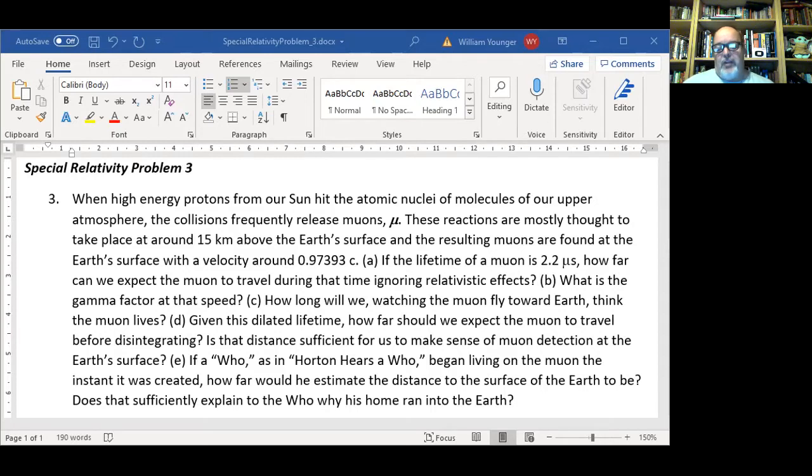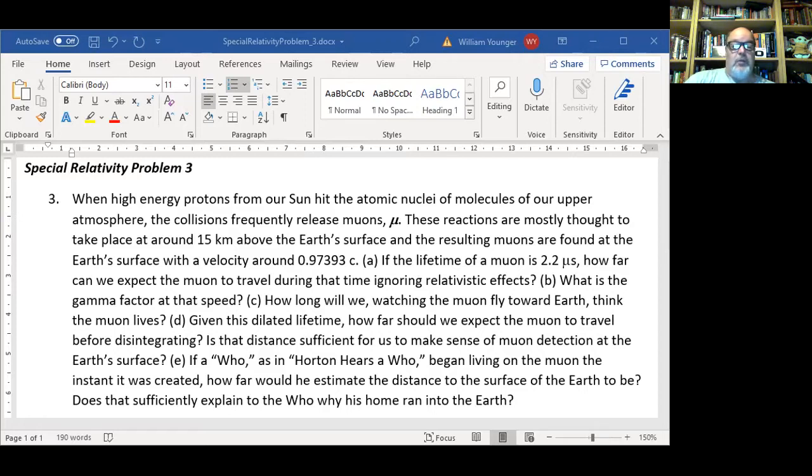I was trying to match an energy that I found, and that worked out this way with that many sig figs. If the lifetime of the muon is 2.2 microseconds, how far can we expect the muon to travel during that time if we ignore relativistic effects? So let's take that into account. Let's ignore the fact that, because this thing is moving towards us, we would expect its lifetime to not be 2.2 microseconds, but to be time dilated by a gamma factor. We're just going to pretend none of that happens, and calculate how far it should travel. So let me start by doing that.